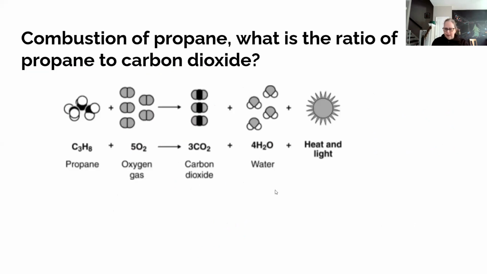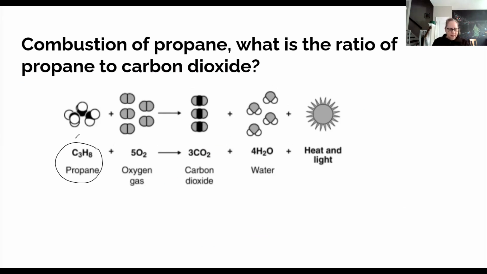Combustion of propane. So propane here is listed as C3H8. Okay, so that is a hydrocarbon. Our X is 3, our Y is 8. So we have a hydrocarbon there. So we know we're always going to need oxygen to burn, and our products are going to be carbon dioxide and water. So that picture right now makes sense with what we've learned. It's just in picture form.